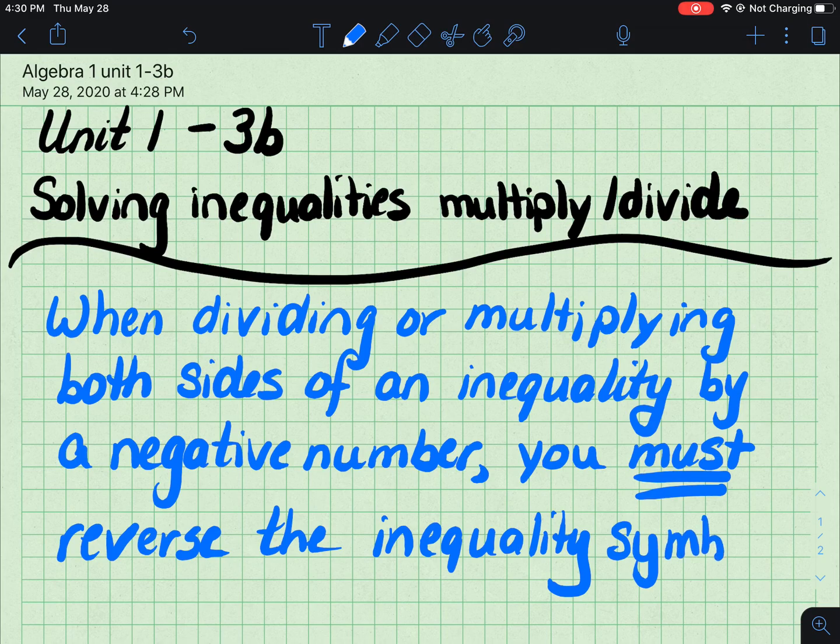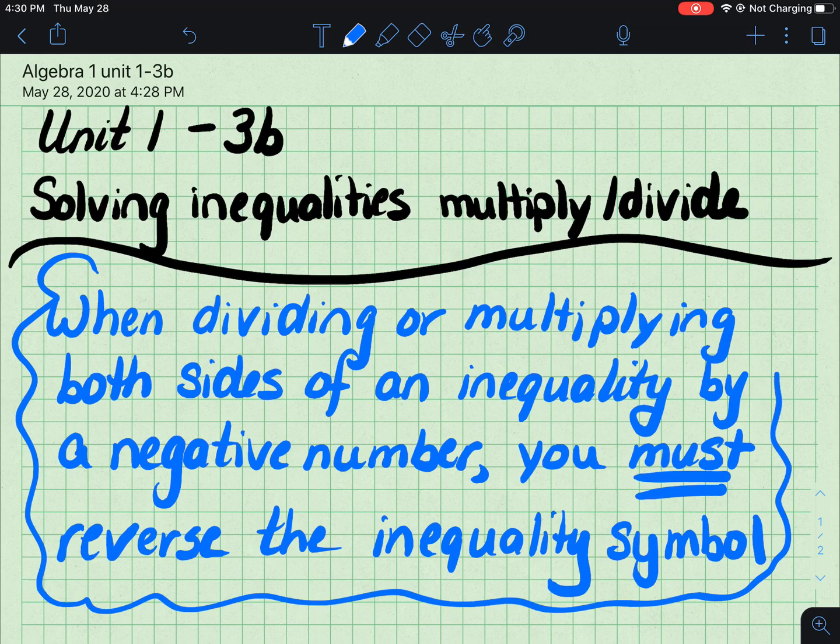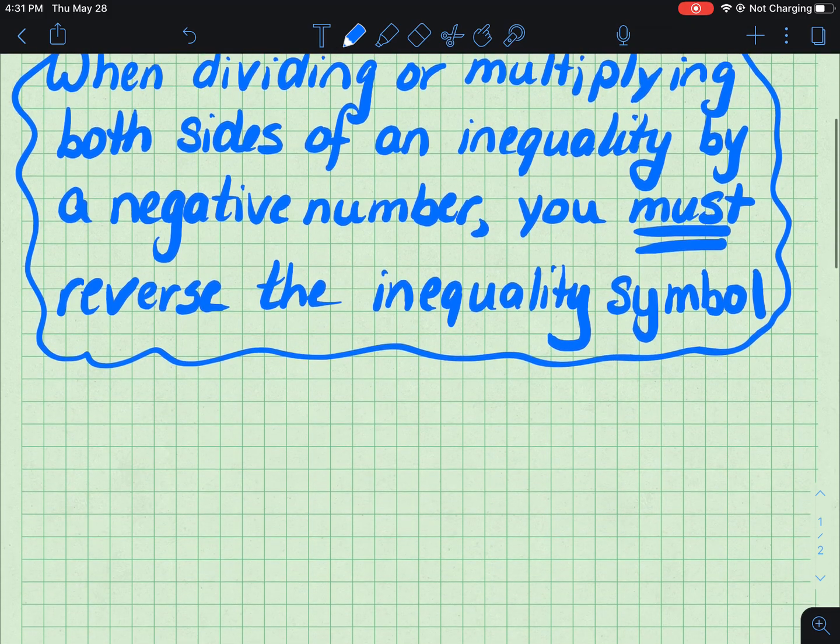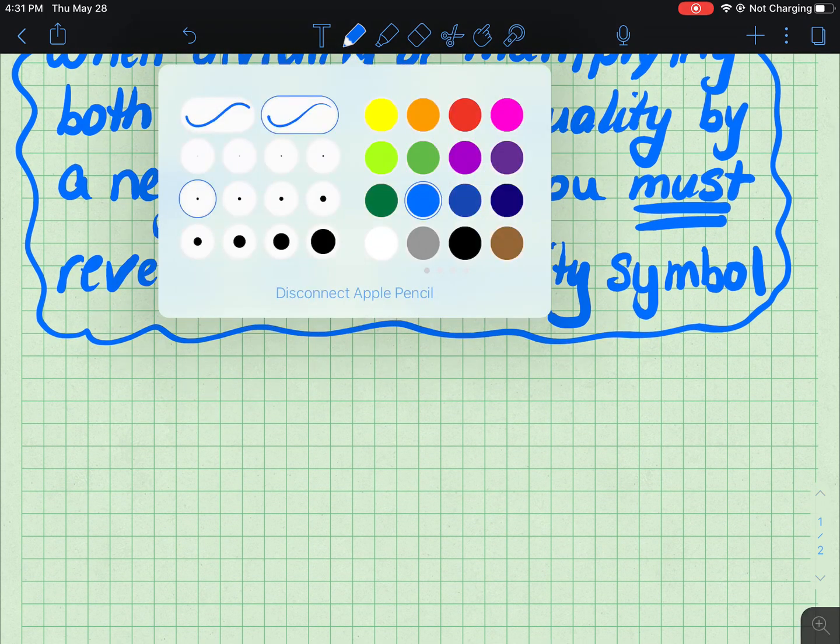Okay, so we're going to do everything like we did equations, but the big key here that you cannot forget is to always check to see if we're multiplying or dividing by a negative number, because if we do, we must reverse the inequality symbol. Here's the reason for those of you who need to know why.